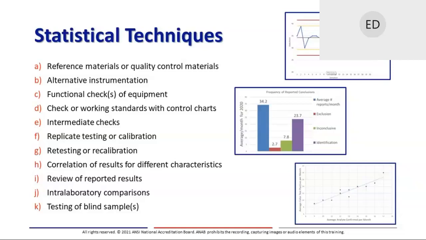looking at the calibration status of measuring equipment. Some laboratories do replicate testing and then do a comparison of those replicate tests to make sure that they're within a certain percent of one another. You might do retesting, maybe a correlation of results for the different characteristics of items, review of the reported results, intra-laboratory comparisons, and then testing of blind samples.